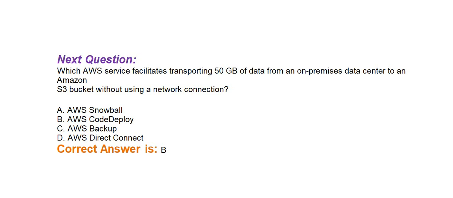Question is, which AWS service facilitates transporting 50 GB of data from an on-premises data center to an Amazon S3 bucket without using a network connection? Option A, AWS Snowball. Option B, AWS CodeDeploy. Option C, AWS Backup. Option D, AWS Direct Connect. Correct answer is option B, AWS CodeDeploy.